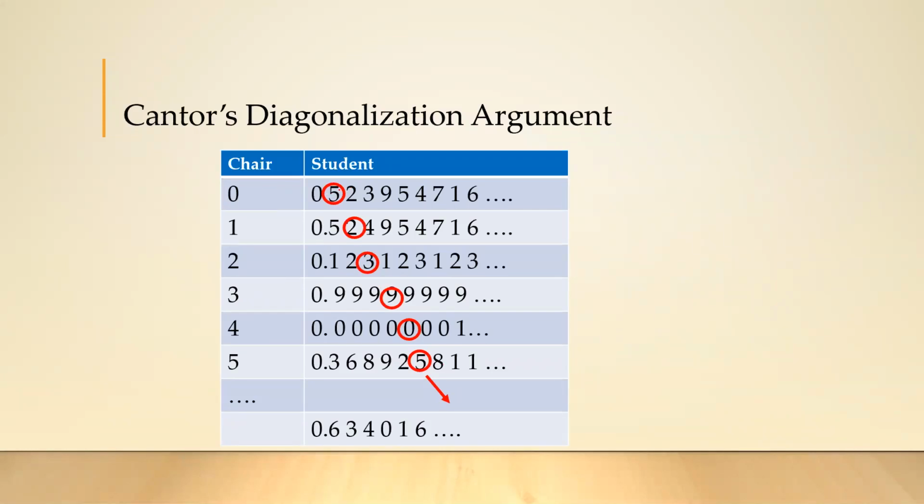Imagine I took 1: 5 plus 1, I got a 6. 2 plus 1, I got a 3. 3 plus 1, I got a 4. 9 plus 1 is 10, so I got a 0. 0 plus 1, I got a 1. And 5 plus 1, I got a 6. So he took the diagonals and then simply added a random number. For this example, I just took the number 1, and then he got a new number. This is my new number, or I can say I got a new student, 0.634016. Now look here.